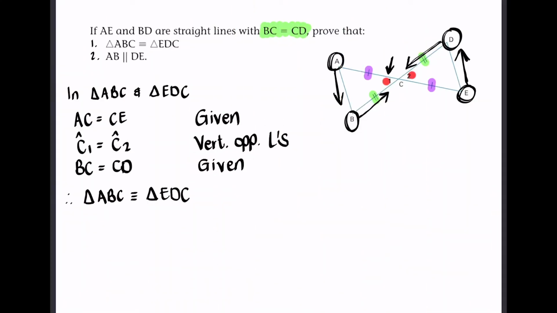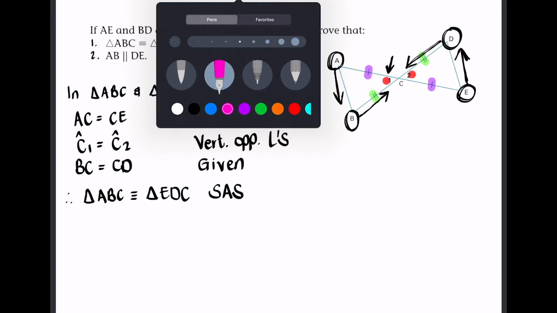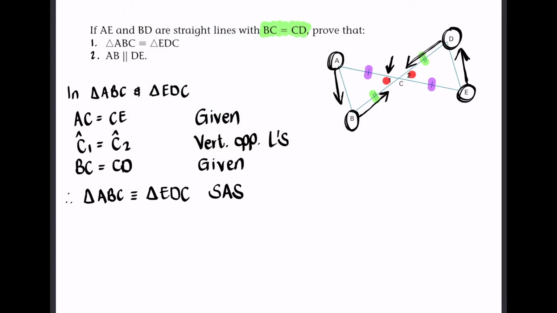Now, the only one that is important for the order, really, is side, angle, side, which is actually what I've used here. I've used 2 sides and the included angle. So that means that I can therefore conclude that this is because of side, angle, side. And I just want to show you where each of these came from. AC equal to CE, that was a side. So there's my side. Angle C1 equal to angle C2 is an angle. So there's my A. And BC equal to CD was a side. So there's my side. Side, angle, side.